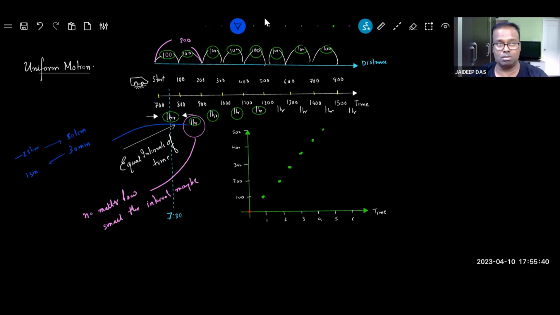So shall we talk about the definition once again? A body is said to be under uniform motion if it travels equal distances in equal intervals of time, no matter how small the time intervals may be. In 1 hour, how much are you going? Sir, I'm going 100 kilometers. That means every 60 minutes, my car is traveling how much? 100 kilometers. That means I tell, okay, in 1 minute, how much did you travel? Sir, I exactly traveled 100 by 60, which is 10 by 6, which is equal to 5 by 3 kilometers. Yes, you are in uniform motion.